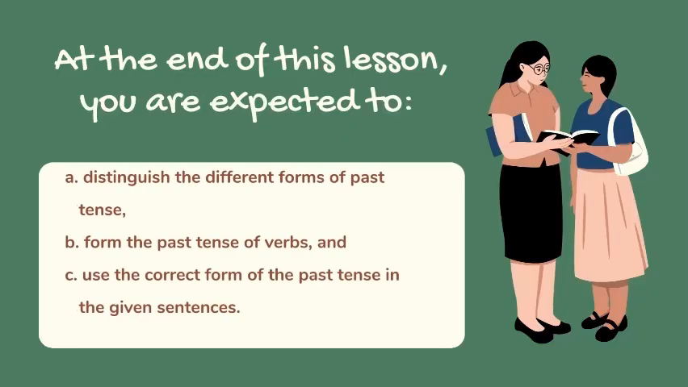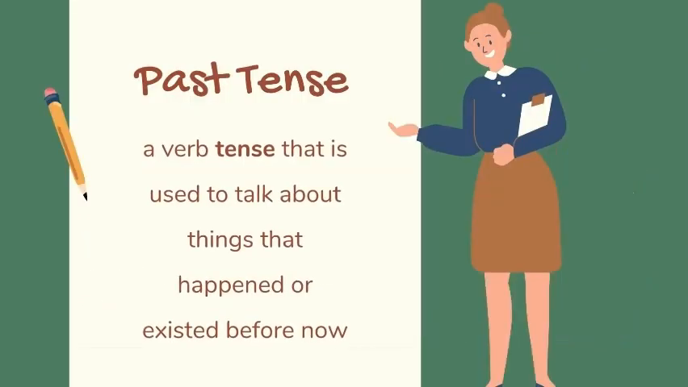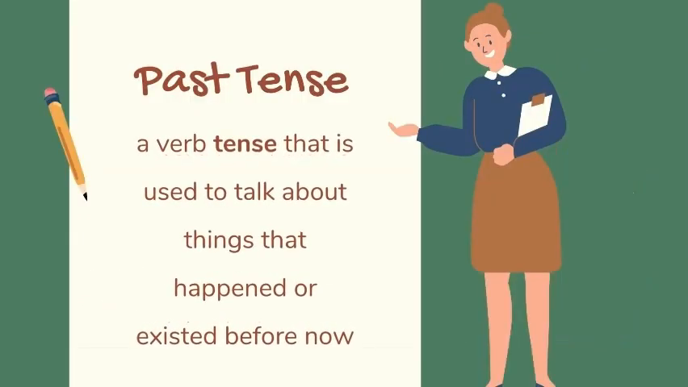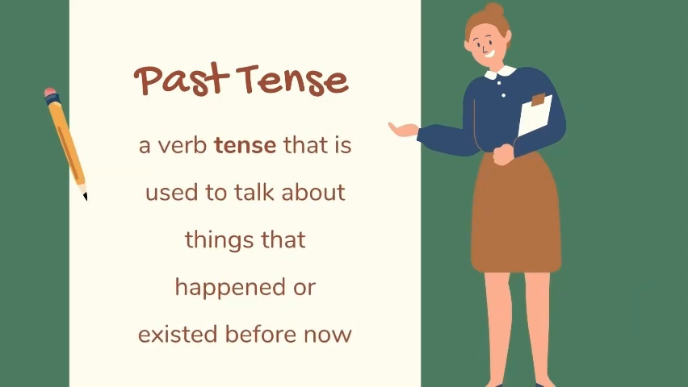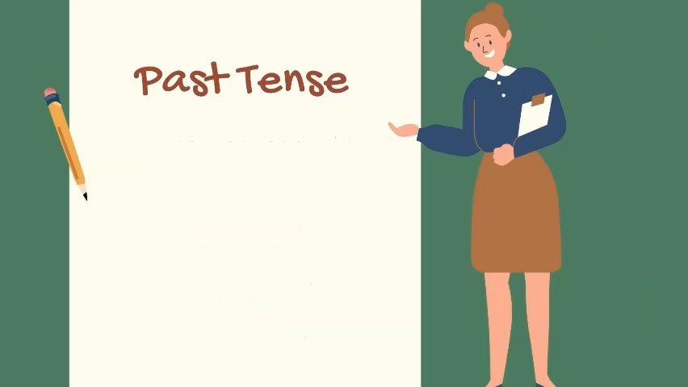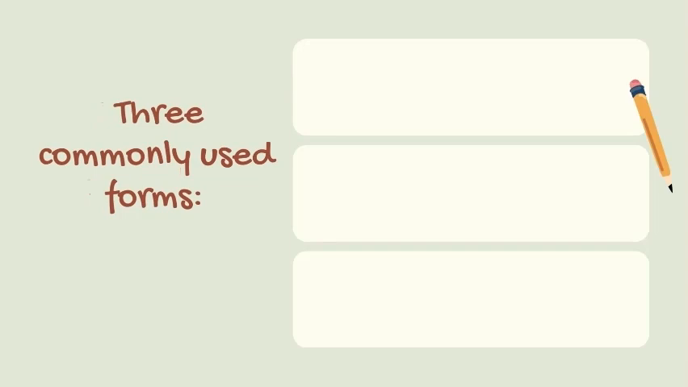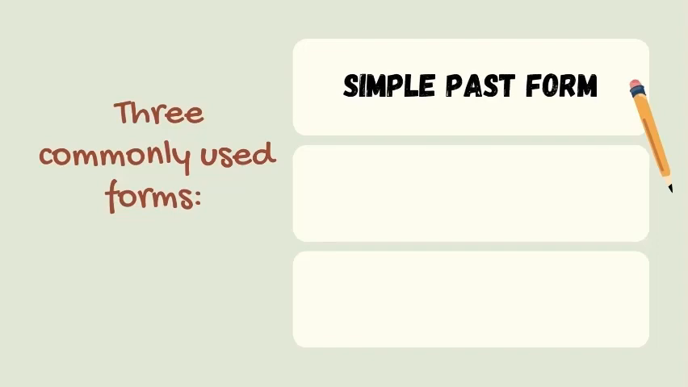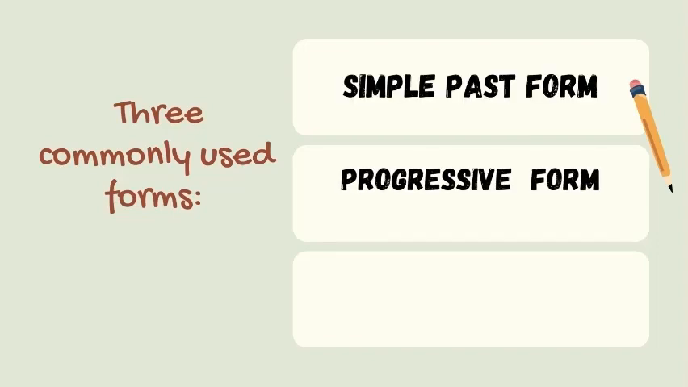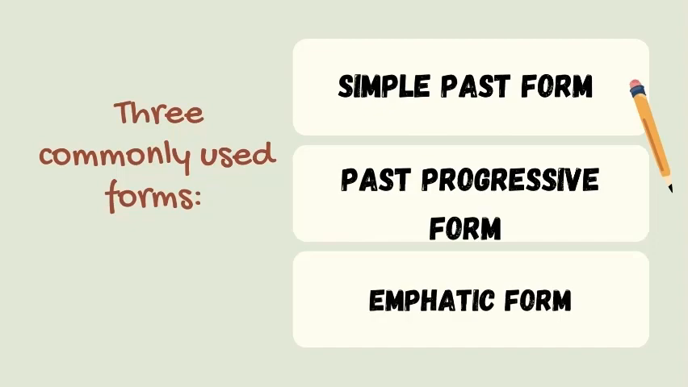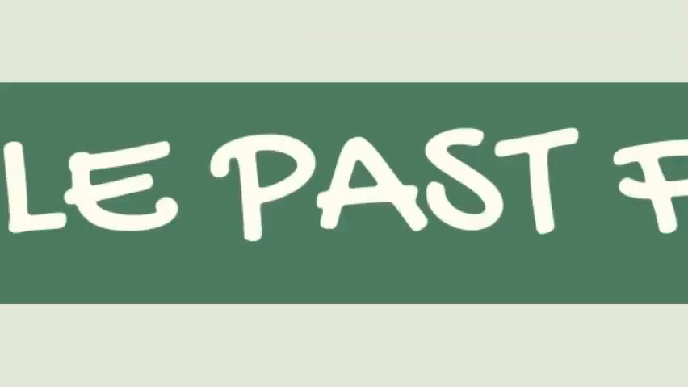At the end of this lesson, you are expected to distinguish the different forms of past tense, form the past tense of verbs, and use the correct form of the past tense in the given sentences. Past tense is a verb tense that is used to talk about things that happened or existed before now. There are three commonly used forms: the simple past form, the progressive form, and the emphatic form.